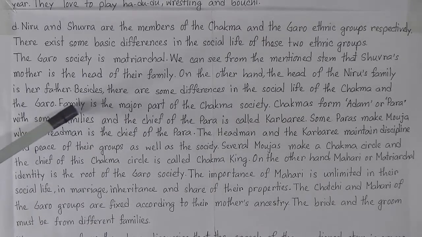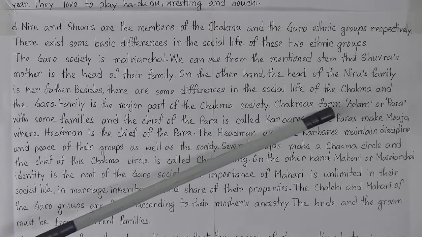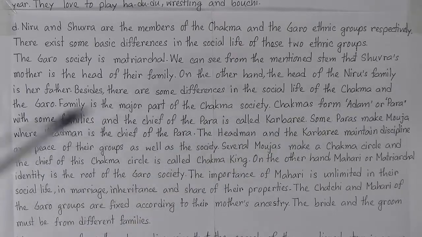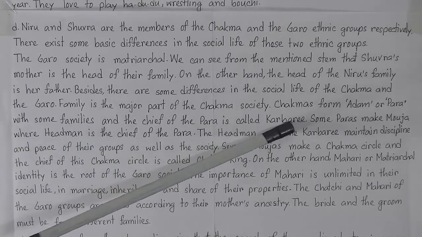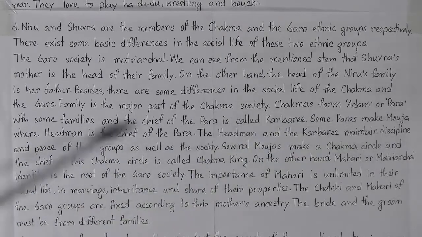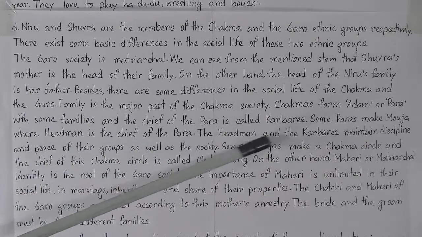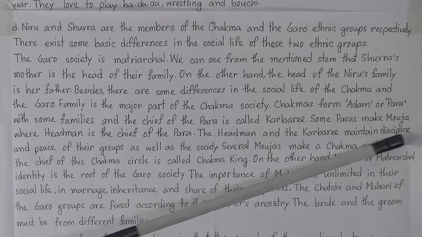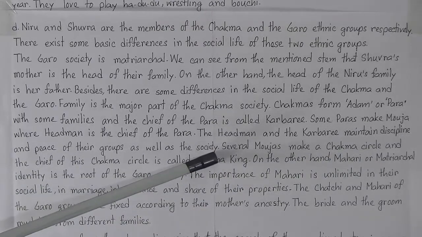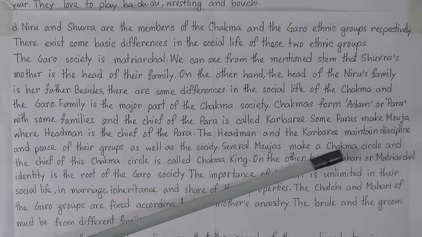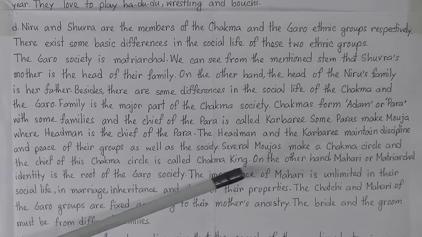Let's read. Family is the major part of the Chakma society. Chakmas form Adam or Para with some families, and the chief of the Para is called Karbari. Some Paras make Moja, where the headman is the chief. The headman and the Karbari maintain discipline and peace of their groups as well as the society. Several Mojas make a Chakma circle, and the chief of this Chakma circle is called the Chakma king.